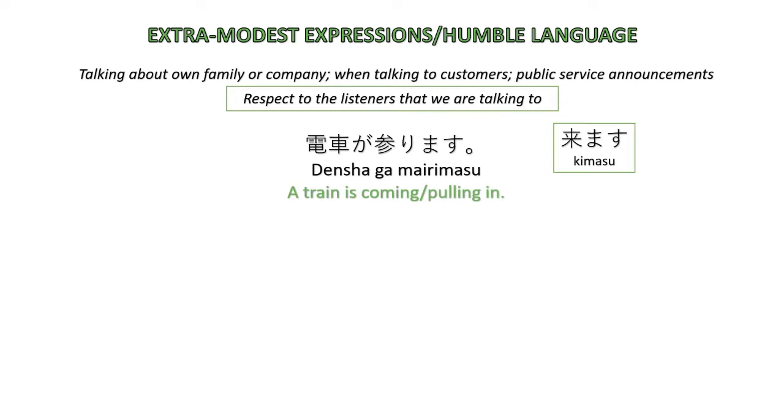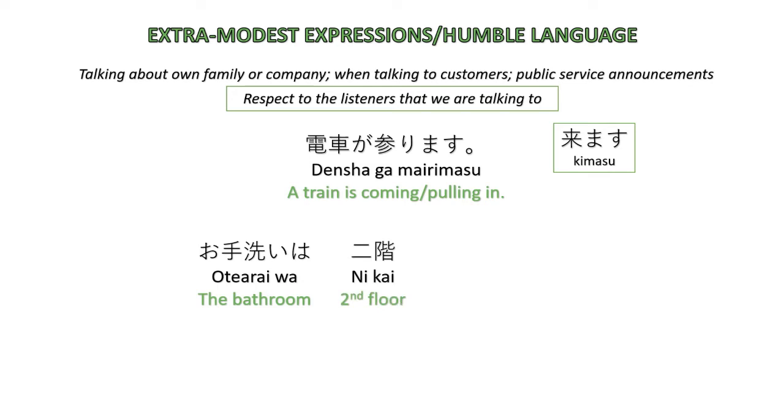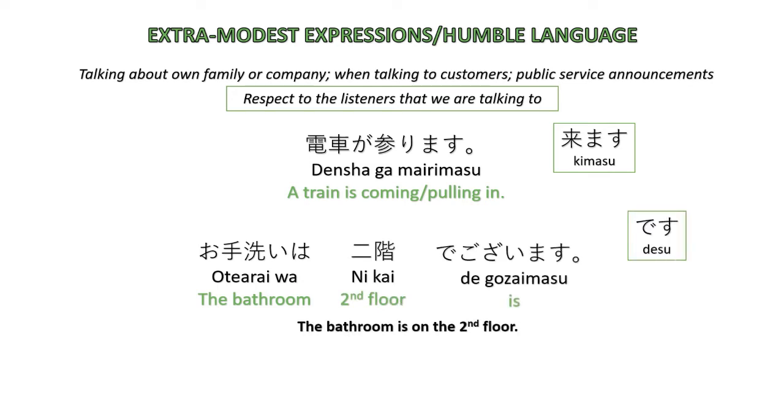電車が参ります. So 参ります is the extra modest expression of kimasu. So the train is coming, the train is pulling in. So when you are one of the train station employees, the eki-in, we use 参ります. 電車が参ります. お手洗いは2階でございます. The bathroom is on the second floor. So here, when customers ask us, we use de gozaimasu instead of desu.